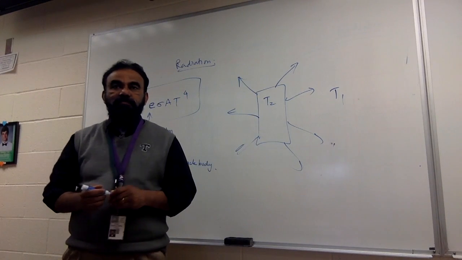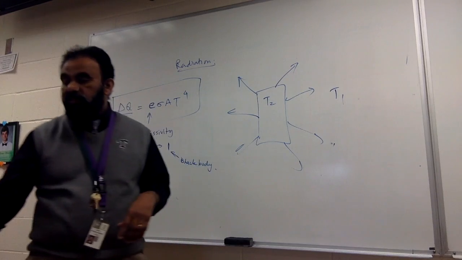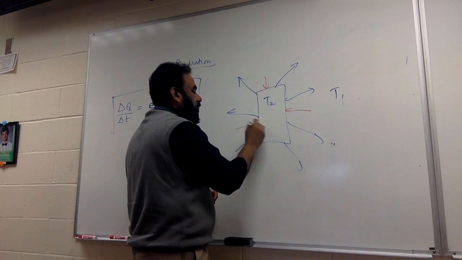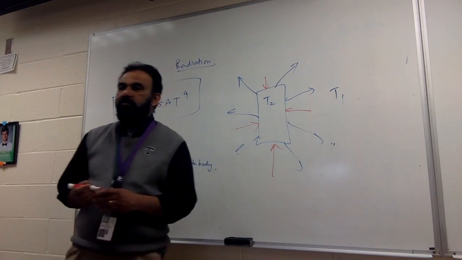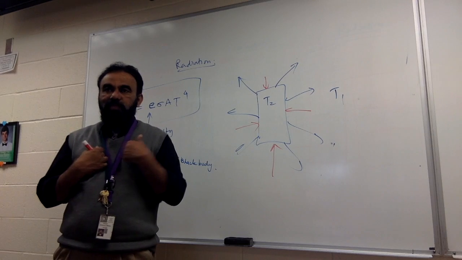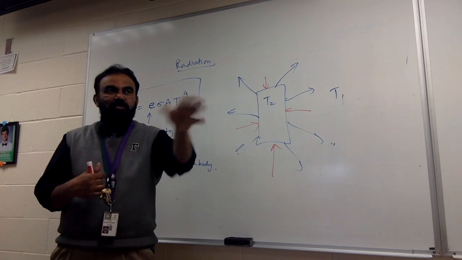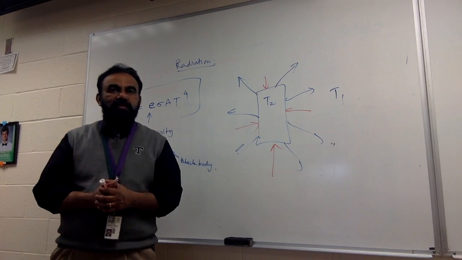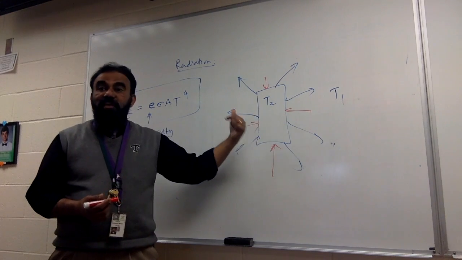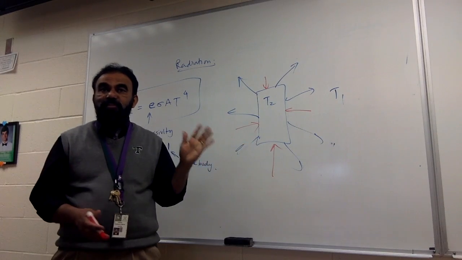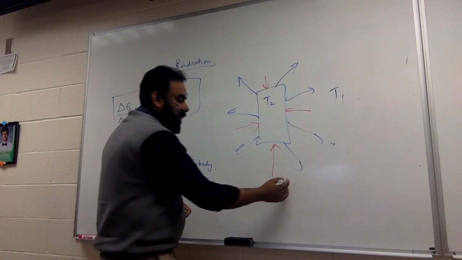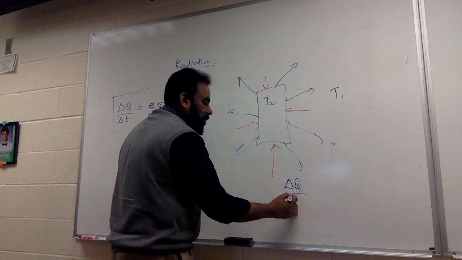Yes? I'm emitting radiations. Am I absorbing radiations from the room? But the room's temperature is lower than my body temperature. I'm 98.6 Fahrenheit. Room is like 70 Fahrenheit. So definitely, the amount of energy that is coming into me is less. The amount of energy that's going out from me is more. So what is the overall energy that is lost from me?